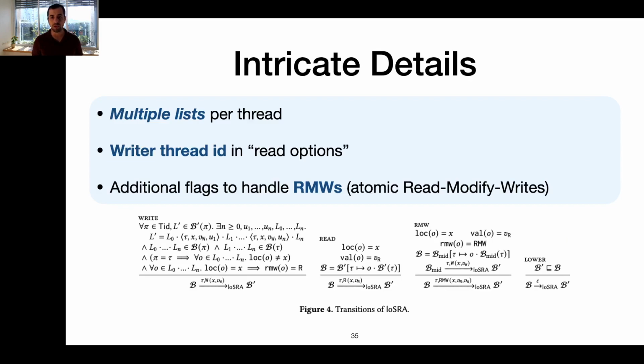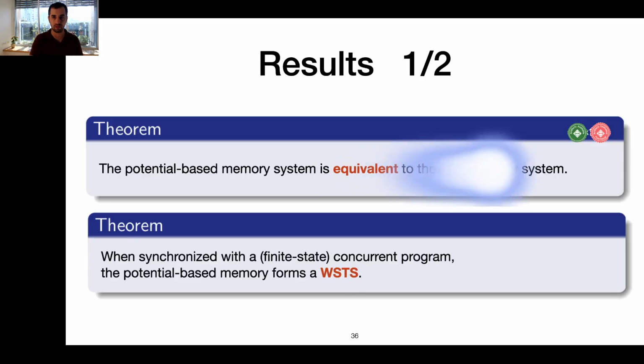These were the key ideas in our new semantics, and if you read the paper, you will see that there are more intricate details. We actually need to have more than one potential per thread. We need to carry the thread identifier of the writing thread in the read options, and we also need additional flags to handle RMW instructions. I did not mention RMWs in this talk, but including them is essential. They are used in almost every useful example, and our results support them completely.